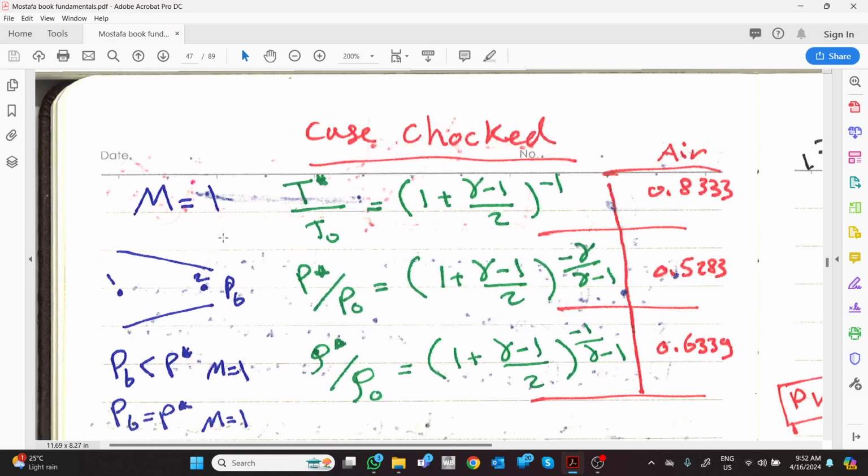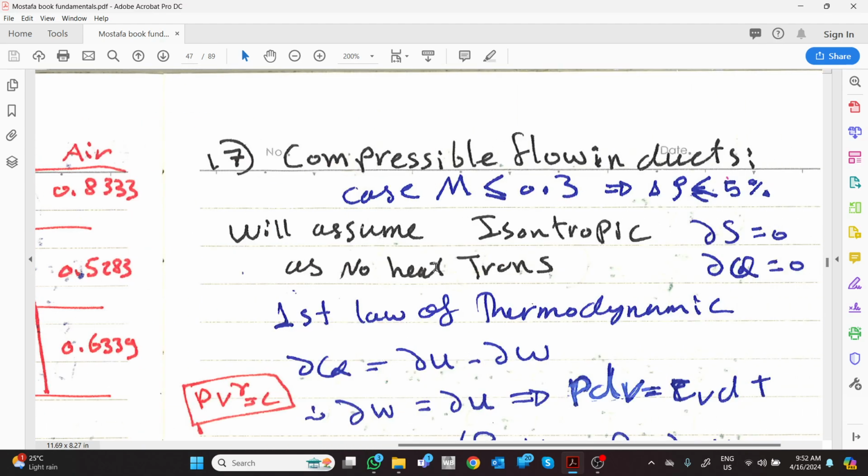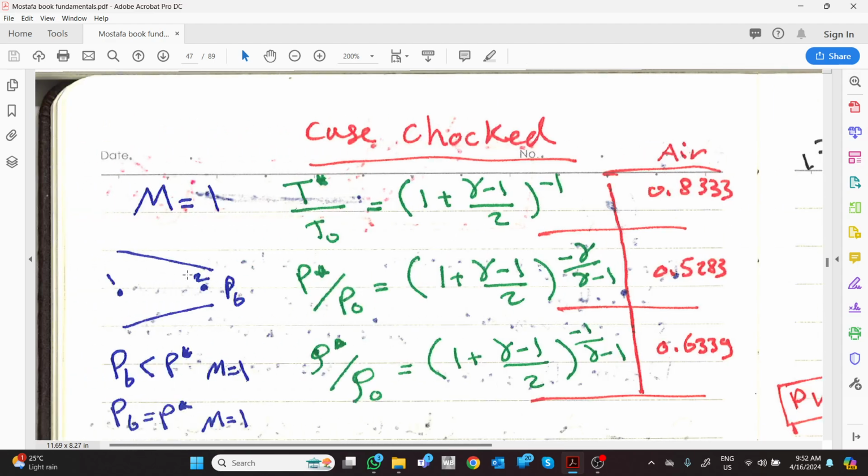Now let's assume that we have a converging duct. We know that while we are making a converging duct and the area is decreasing, velocity is increasing. When the velocity increases, it will reach a position where the Mach number equals 1. And remember, even if you reach Mach number equal 1, if you decrease the cross-section area more and more, the velocity will not increase. Why? I'm going to discuss it later.